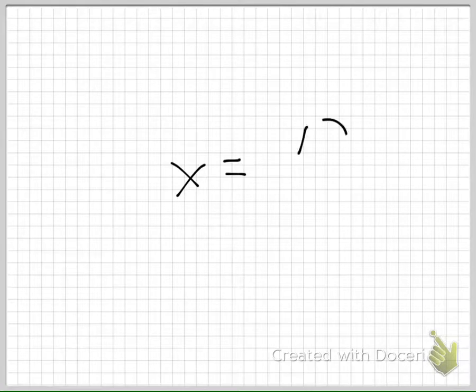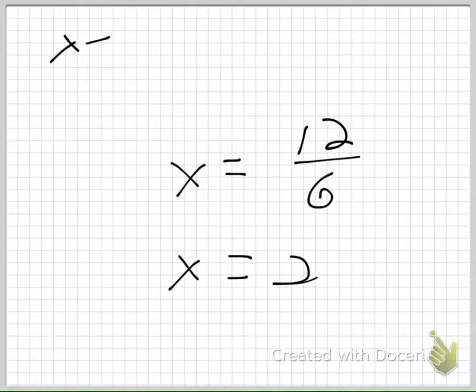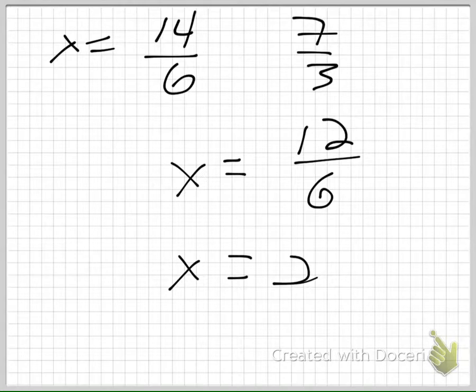X equals 12/6, that is 2. Or x equals 14/6, you would reduce that to 7/3. Does that make sense? You would.